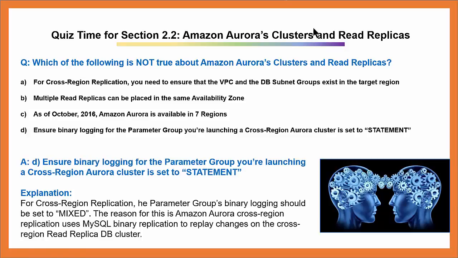Answer: D. Ensure binary logging for the parameter group you're launching a cross-region Aurora cluster is set to statement. Explanation: for cross-region replication, the parameter group's binary logging should be set to mixed. The reason for this is Amazon Aurora cross-region replication uses MySQL binary replication to replay changes on the cross-region read replica database cluster.